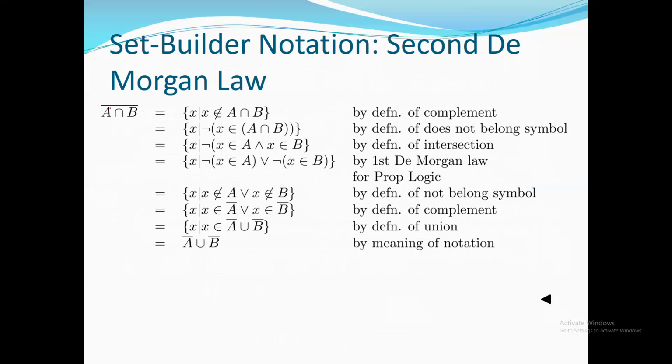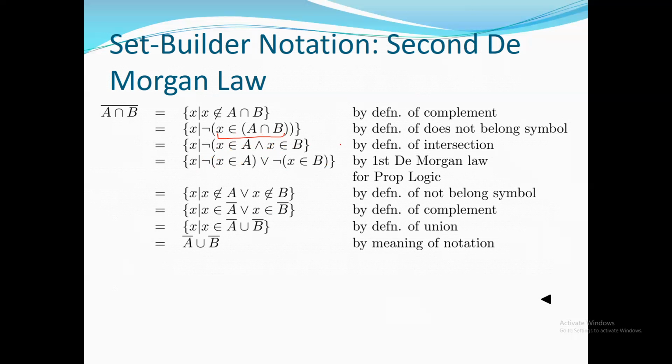So A intersection B whole complement. The definition of A intersection B whole complement is X such that X does not belong to A intersection B, right? So this does not belong to means the negation operator: negation of X belongs to A intersection B. If we convert this into the definition of the intersection, that is negation of X belongs to A and X belongs to B. And if we distribute this negation inside, that is negation of X belongs to A, or negation of X belongs to B.